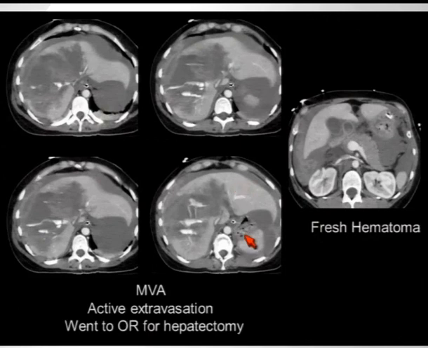Similarly, we have a patient here with quite marked contrast extravasation throughout large parts of the liver. And you can see here we've got some fresh hematoma in the right paracolic gutter along here. This is evidence of active, massive contrast extravasation. This patient requires the operating room, and this patient had OR for right hepatectomy.